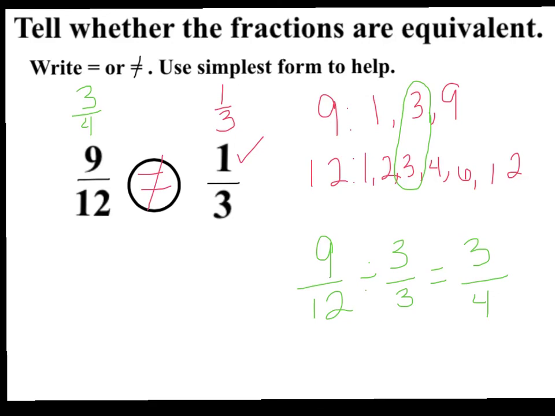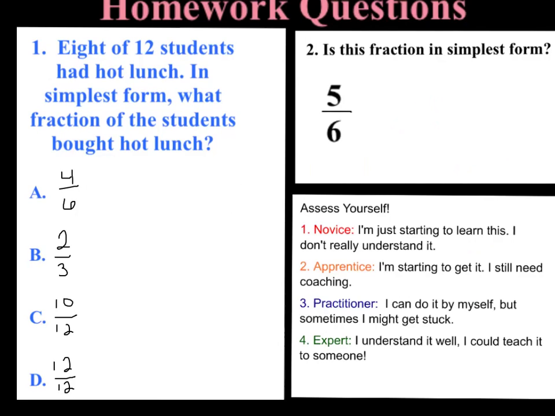They are not equivalent. Your homework for tonight is number 1, 8 of 12 students had hot lunch. So 8 out of 12 students. In simplest form, what fraction of the students bought hot lunch? So you need to look at each choice and you need to see whether they are 8/12 in simplest form. Number 2 says, is this fraction in simplest form? 5/6.